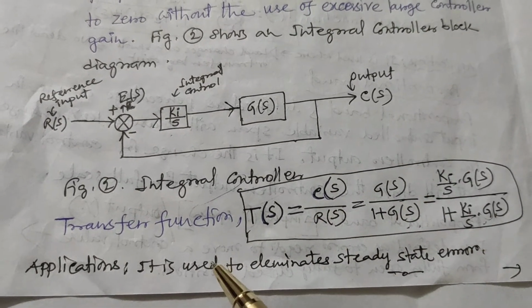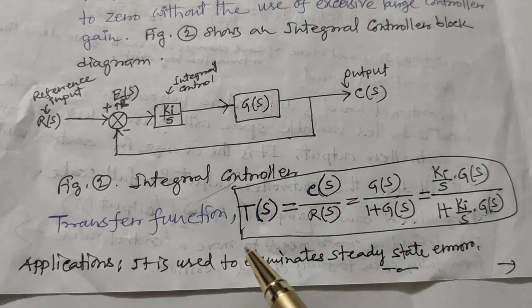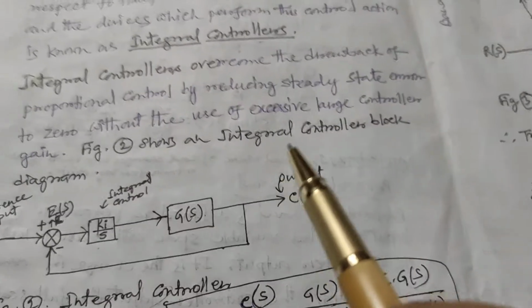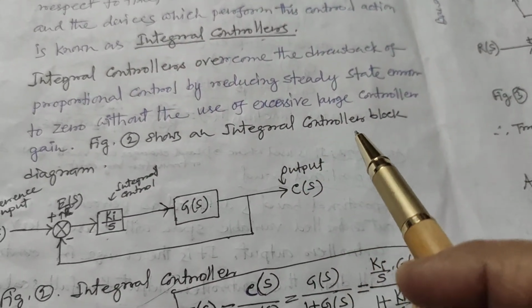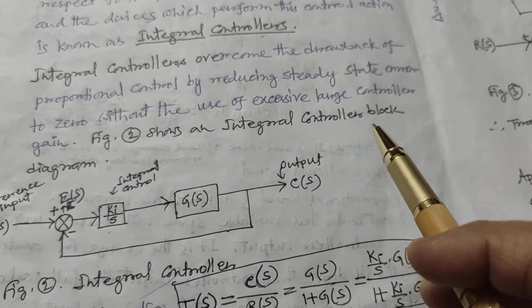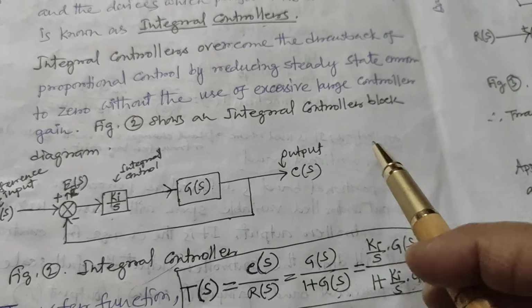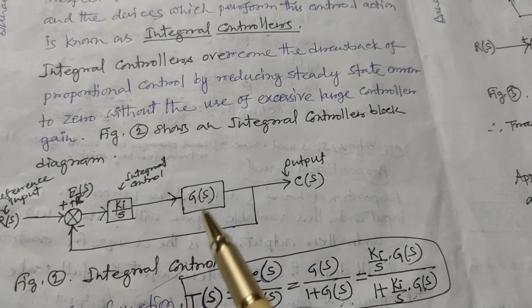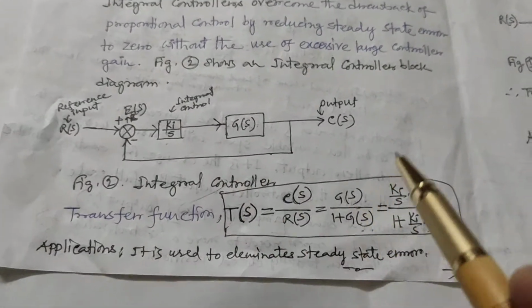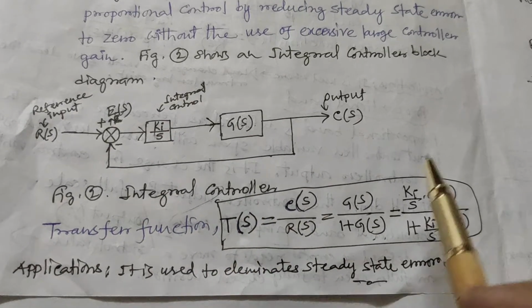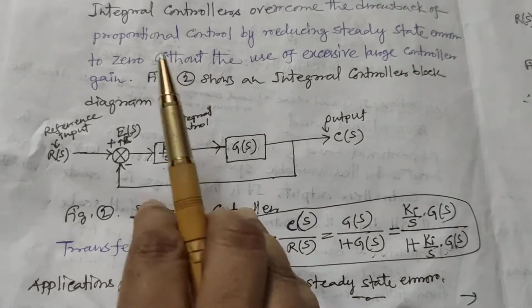What are the applications of the integral controller? It is used to eliminate steady state error. Due to the proportional controller, errors occur in the steady state condition. But if we use integral control action, it eliminates the steady state error.